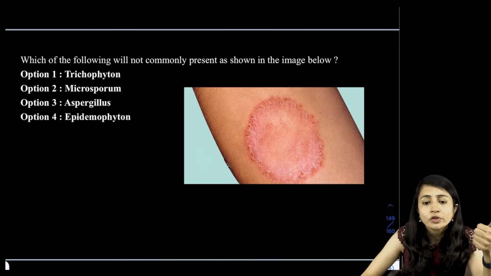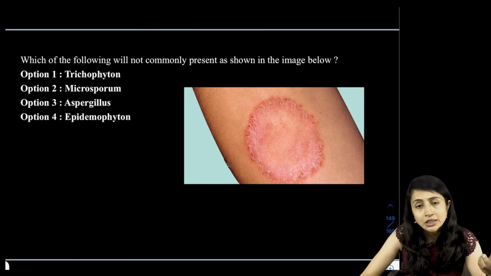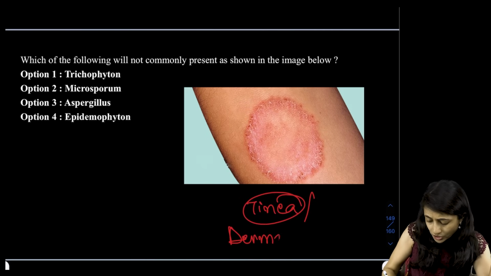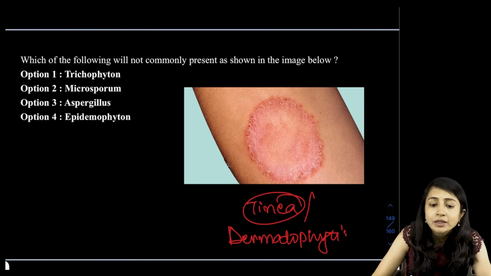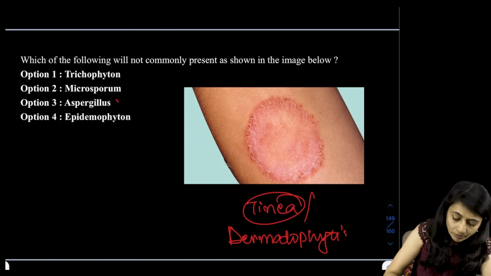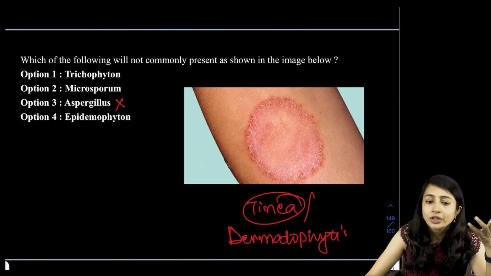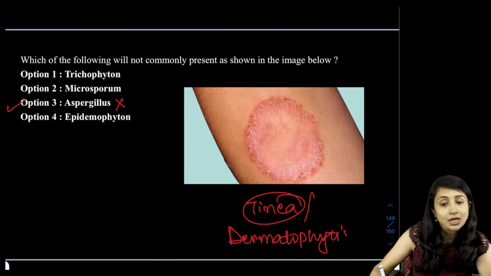Which of the following will not commonly present as shown in the image below? In the image, they are giving you an annular scaly lesion. You would be able to identify that this is an image of tinea or dermatophytic infection. And you all know that a dermatophytic infection is caused by trichophyton, epidermophyton, or microsporum. And aspergillus can never cause a tinea or dermatophytic infection. So which will not present as this?